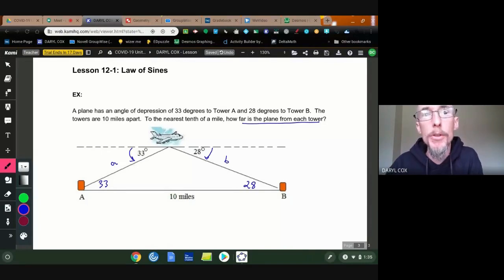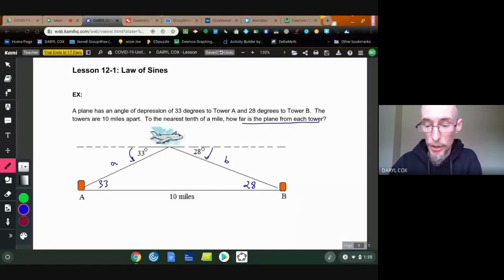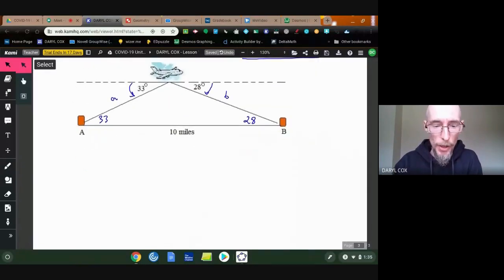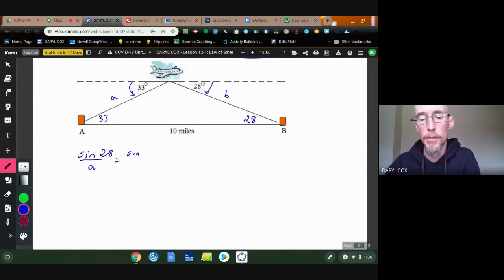Now, we're usually saying, let's label these so that side A is across from angle A and side B across from angle B. But it really doesn't matter. As long as you label your things and you know what you're doing, you're in good shape. Names don't really matter that much. So when I go to create my formula now, I'm going to need two different law of sines equations. So across from A is 28. So sine of 28 degrees over A equals sine, find me the missing angle real quick.